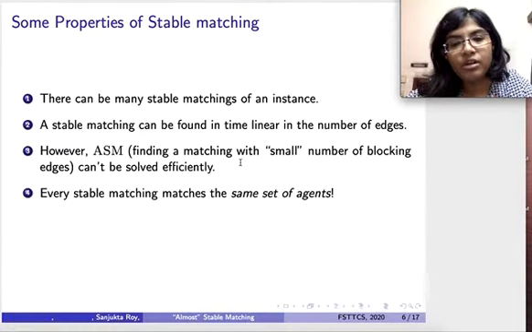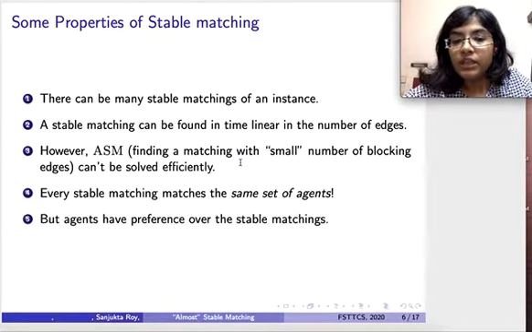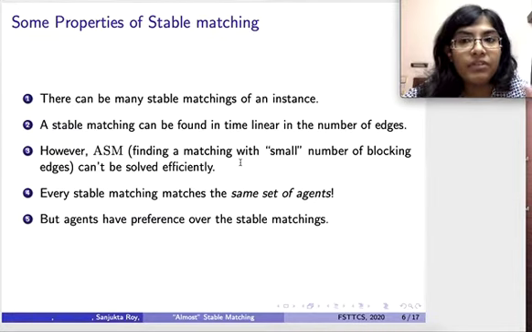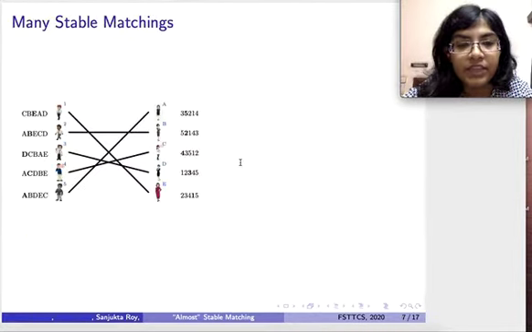And as you saw before, every stable matching matches the same set of agents, but the agents have preferences over stable matchings. So what do we mean by that? Every stable matching matches the same set of agents, but suppose here you have 5 men and 5 women, and this black matching is a stable matching between them.